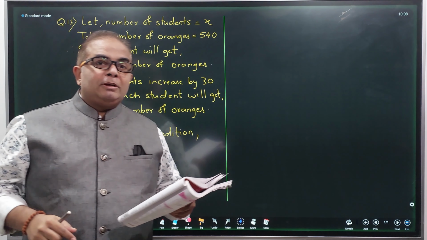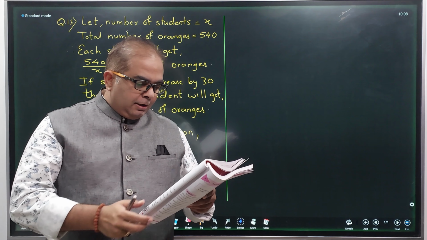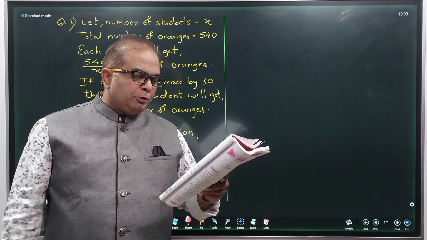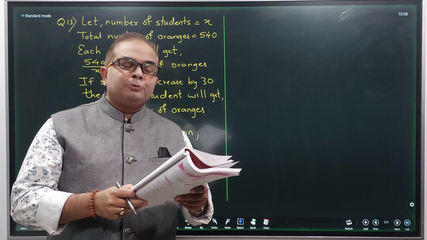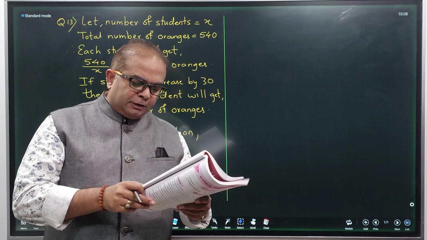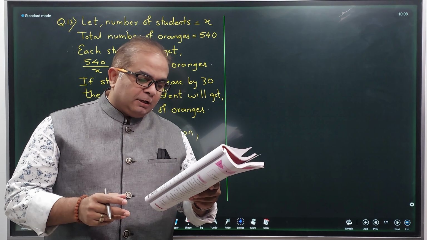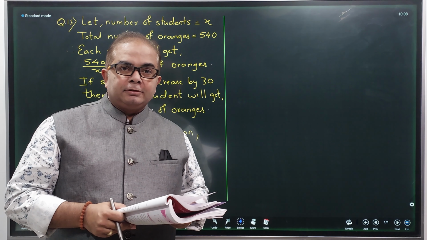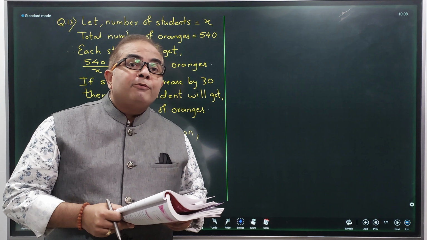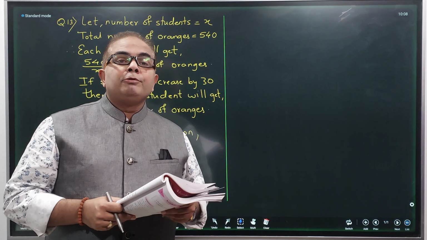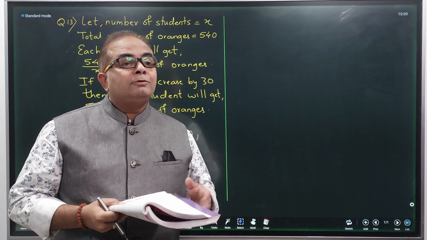Now let's see example number 13. Ranjana wants to distribute 540 oranges among some students. If 30 students were more, each would get 3 oranges less. Find the number of students. कितने oranges है? 540. And we want to find the number of students.